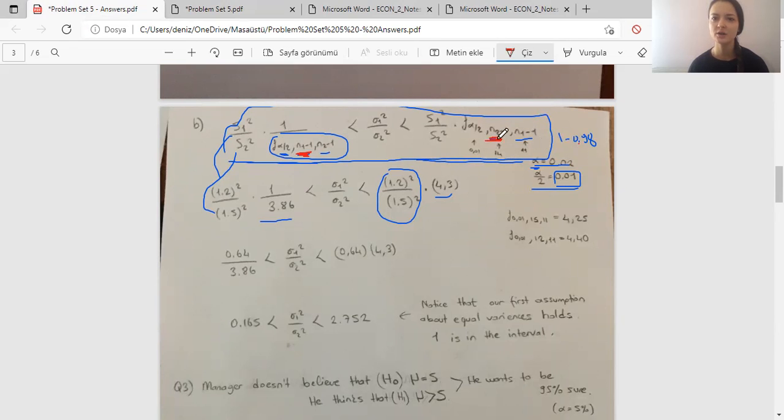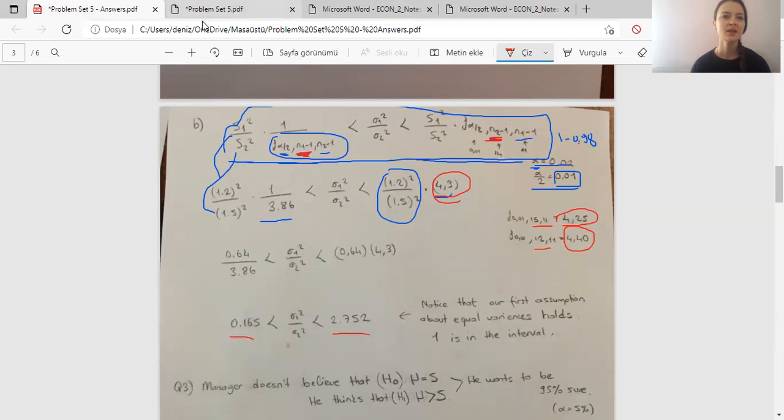And then when we look at the table, in the table actually in the Otto class, we don't have the value for this F alpha over 2, 14, 11. But we have 15, 11 and 12, 11. And values were 4.25 and 4.40, and I took a value in between these, and I wrote 4.3. So I just used the formula, and then I have found that the ratio of variances of the two populations is in between these values.